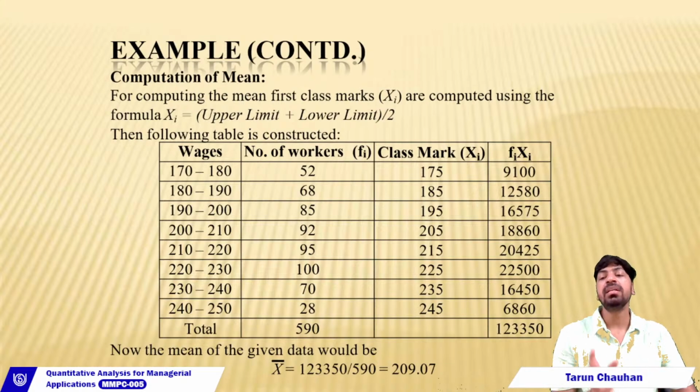Then you use the formula, sigma fx by sigma f, that is 123,350 by total frequency, that is 590. You will get the mean, that is 209.07. So that is how to calculate the mean in case of continuous series.